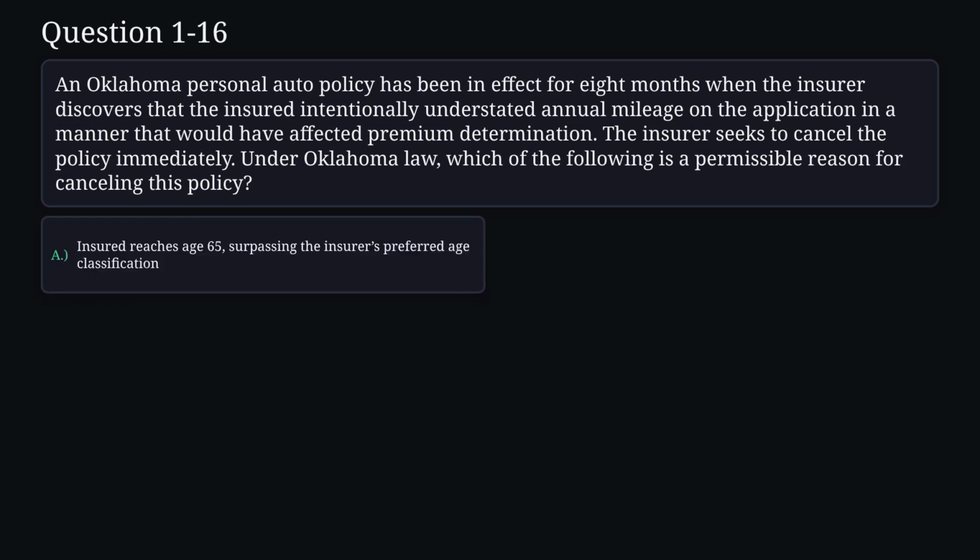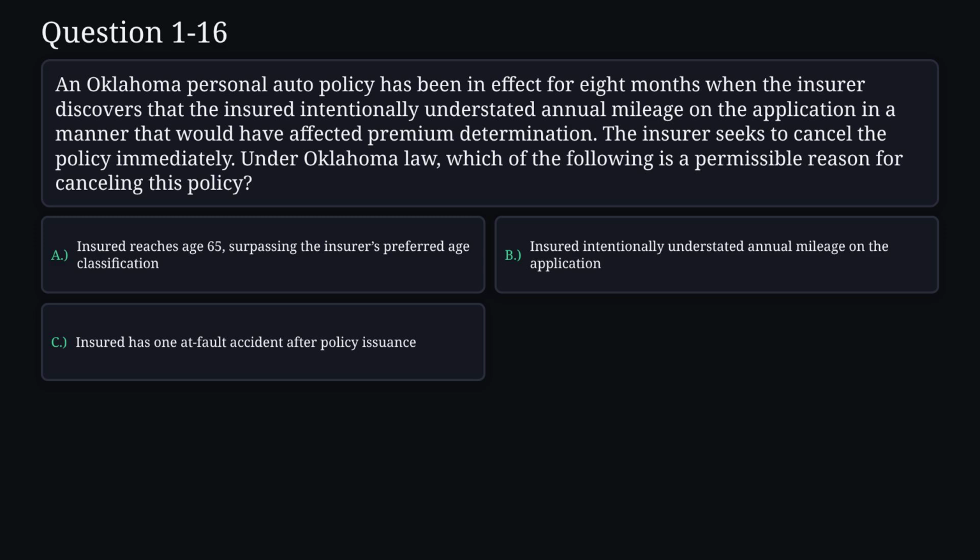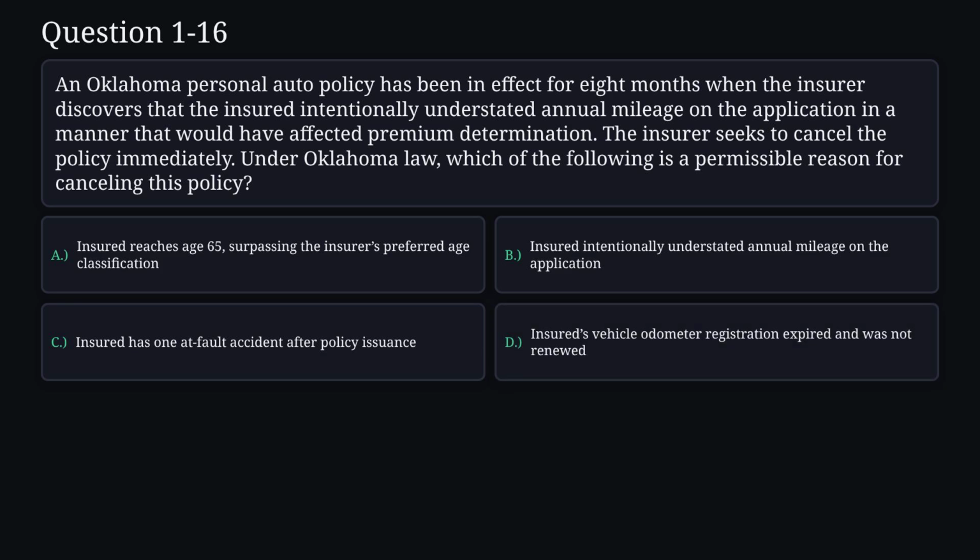A. Insured reaches age 65, surpassing the insurer's preferred age classification. B. Insured intentionally understated annual mileage on the application. C. Insured has one at-fault accident after policy issuance. D. Insured's vehicle odometer registration expired and was not renewed.